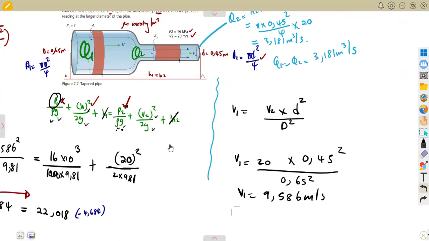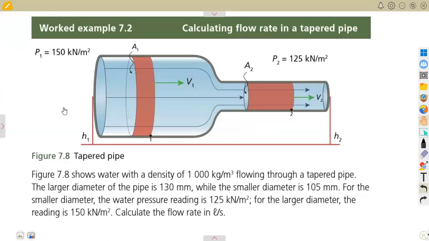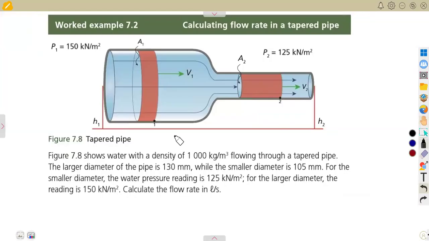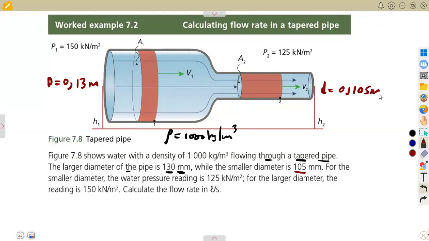All right, let's see another part of our question, which is similar to this. There we are given that Fig 7.8 shows water with a density of 1,000 kilograms per cubic meter. So we are given the density of the water, which is 1,000 kilograms per cubic meter, flowing through a tapered pipe. The larger diameter of the pipe is 130 millimeters. So if we divide by 1,000, the bigger diameter will be 0.13 meters. The smaller one is 105. Divide by 1,000, it will be 0.105 in meters.